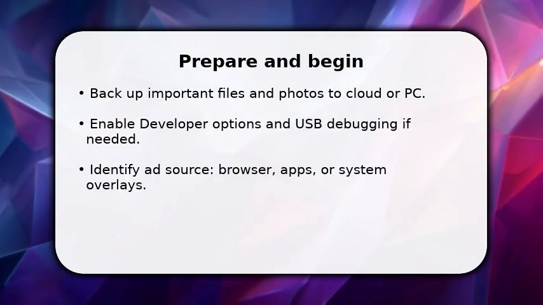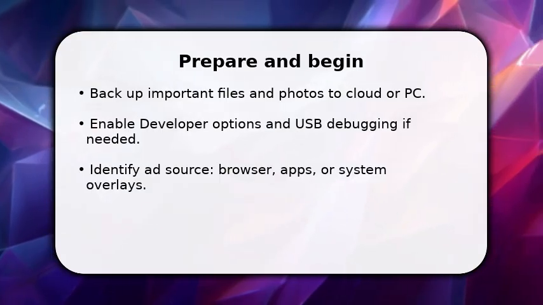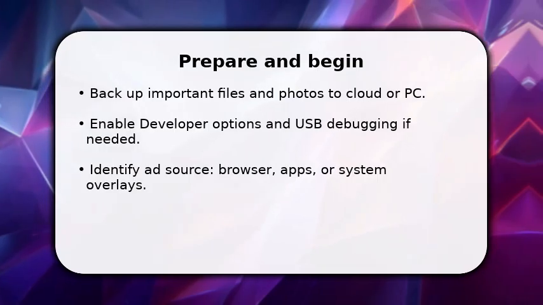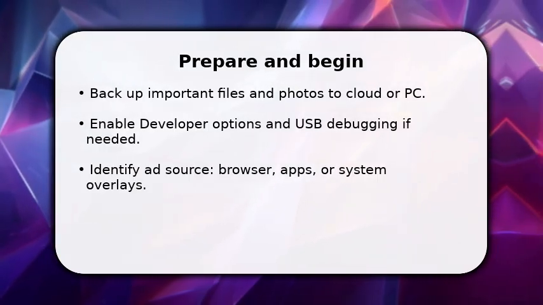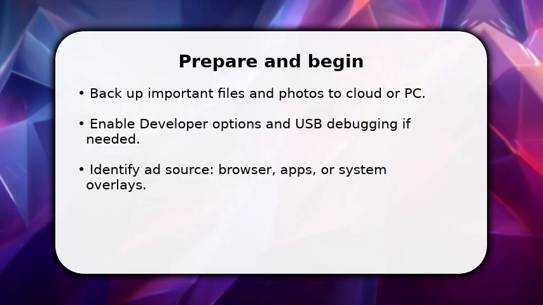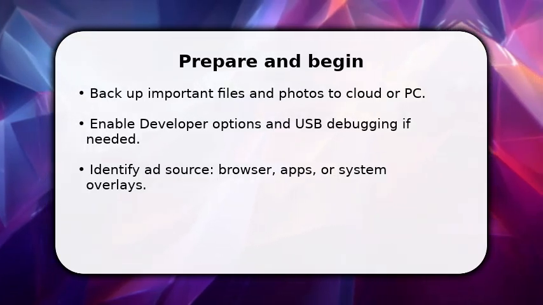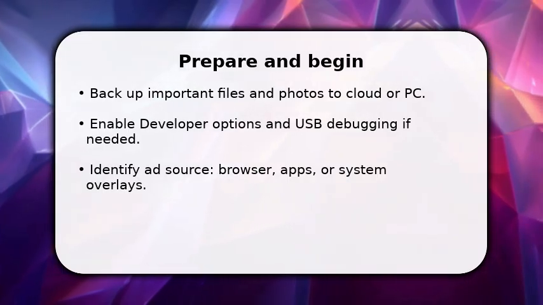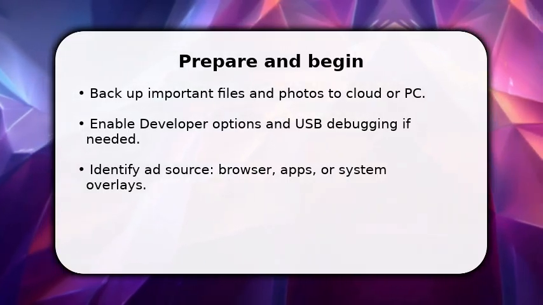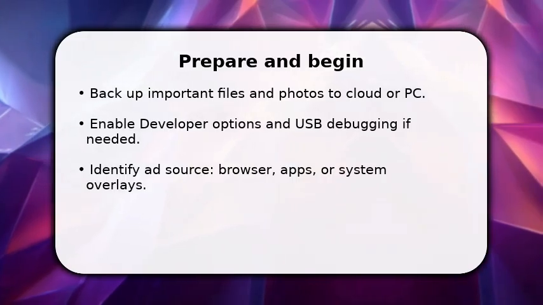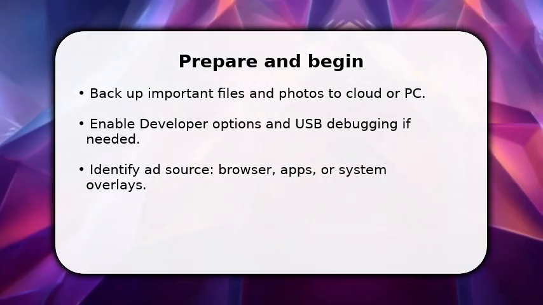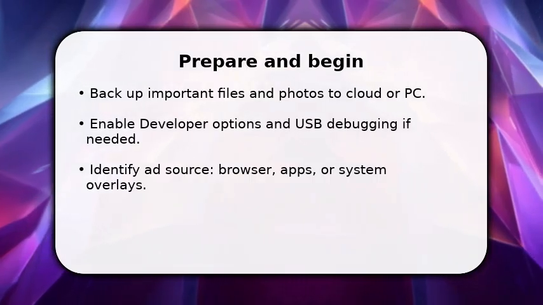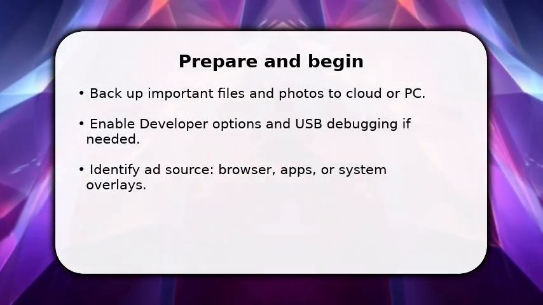You start by securing data and immediately identify the ad source. Backup photos and documents so you can change settings without risk. Next, check where ads appear in the browser, within apps, or as system pop-ups, because each source needs a different fix. Enable developer options and USB debugging only if you'll use ADB, otherwise proceed with app-level steps. Once done, uninstall or restrict culprit apps. Make sure to note app names and recent installs as you go.